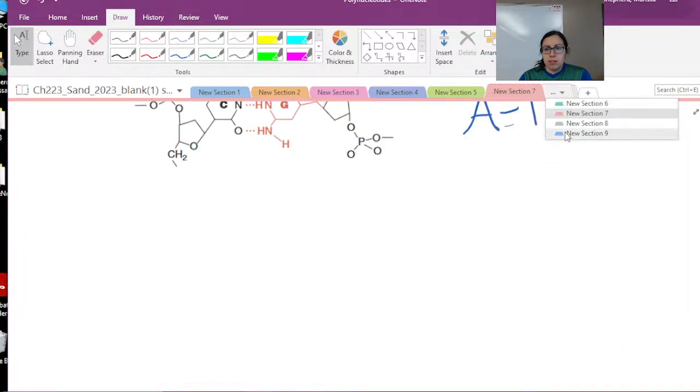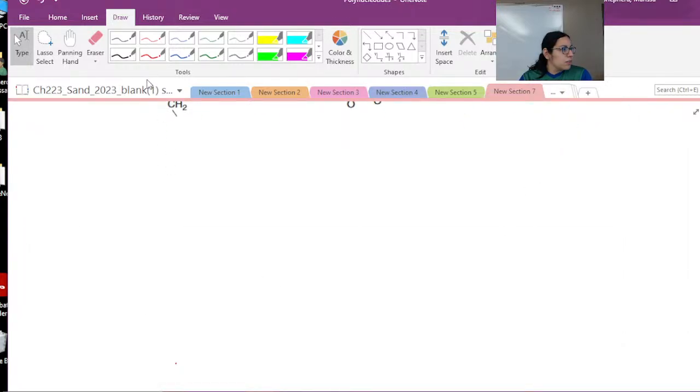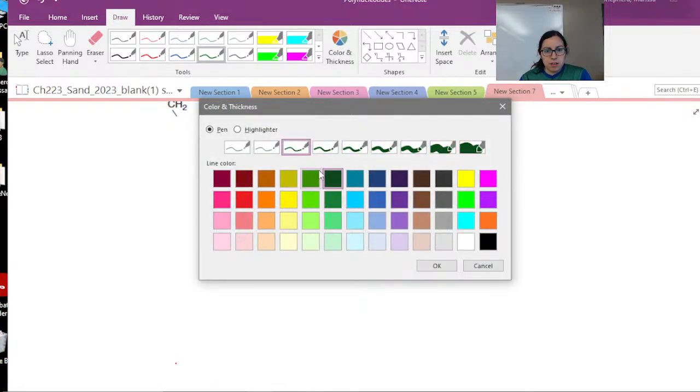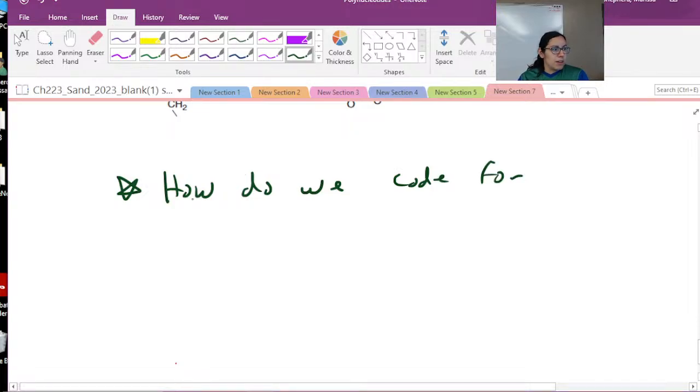And so then, let's see, what do we have left? So now, how do we code for different amino acids? And I'm sure some of you can help me make sure I don't mess this up. So how do we code for different amino acids?